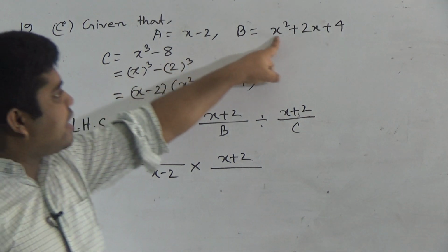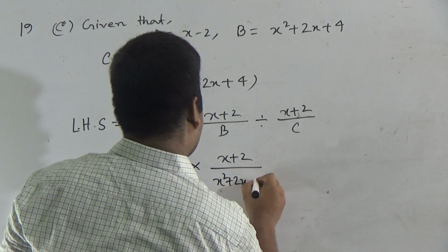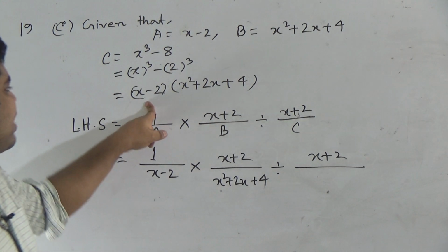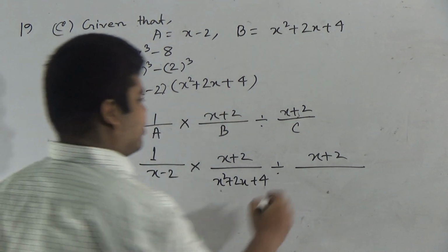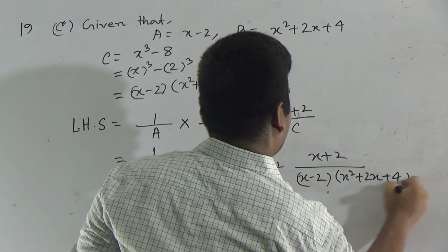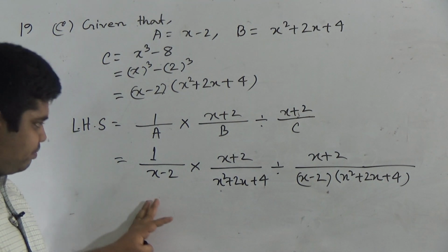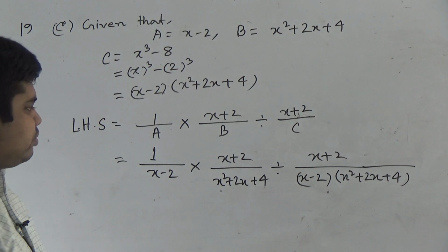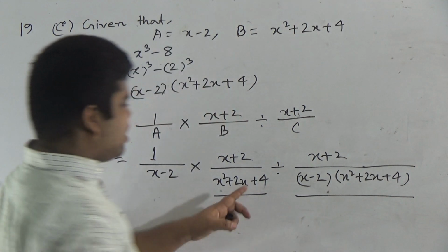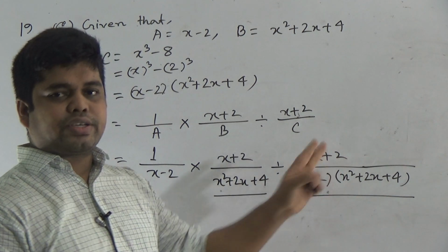The value of B is x square plus twice x plus 4, divided by x plus 2. What is the value of C? (x minus 2)(x square plus twice x plus 4). I hope you have understood. My dear students, how can you do now? My dear students, notice this fraction is divided by this fraction.